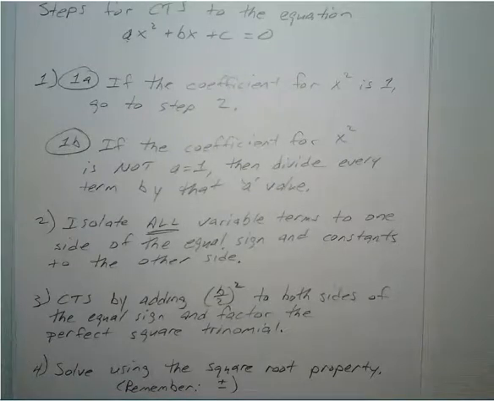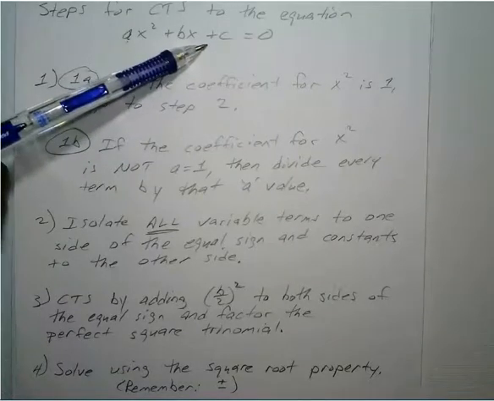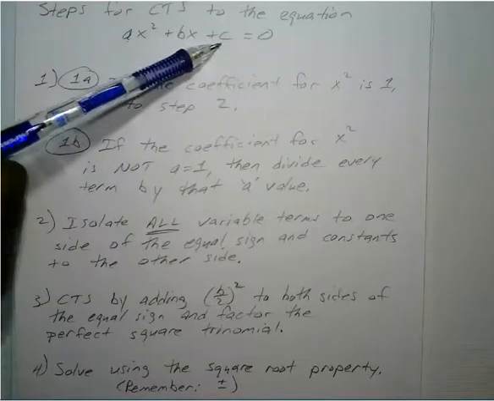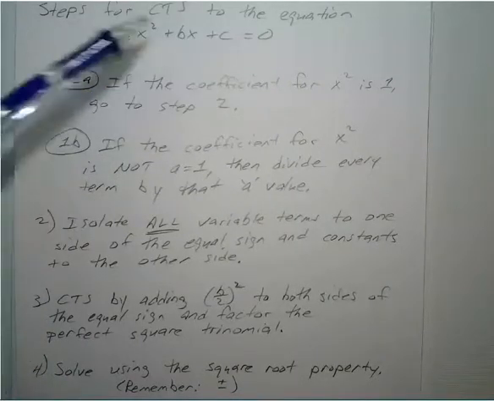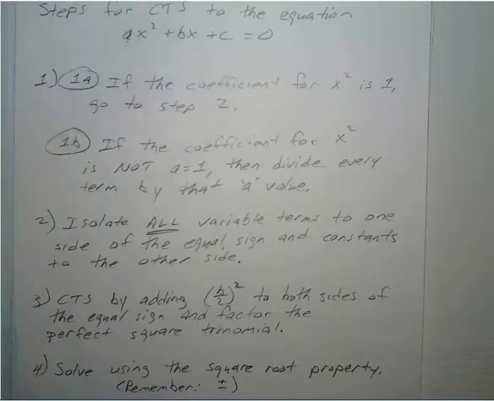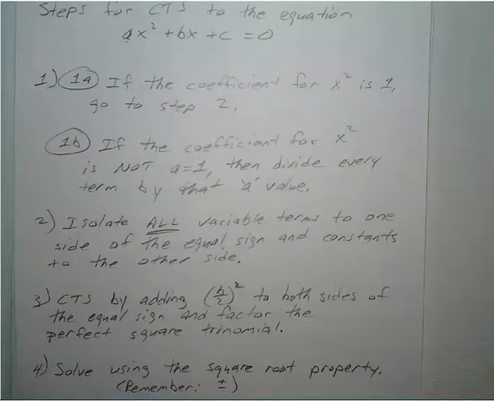Now your second step is you're going to isolate all the variable terms to one side of the equal sign and the constants to the other. All that comes down to is whatever that c value is, you put the opposite down. If it's plus 5, you subtract 5 from both sides. If it's minus 6, you add 6 to both sides. Basically, just get the constant over there by itself. We'll go through each of these steps individually in the example.